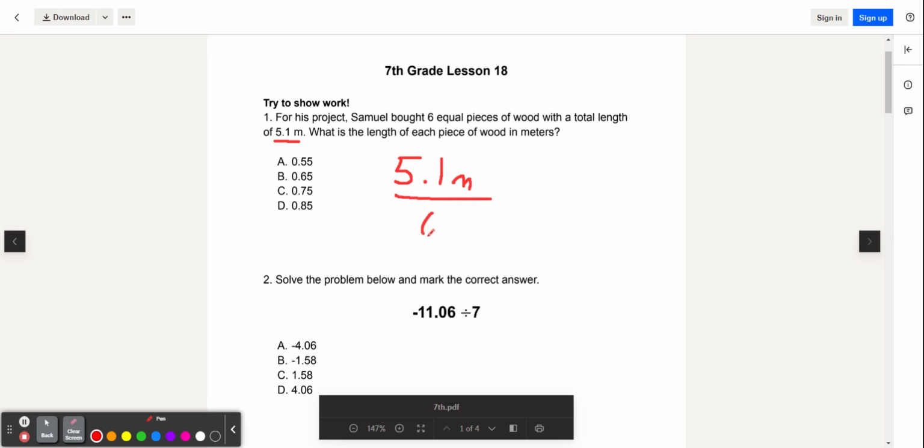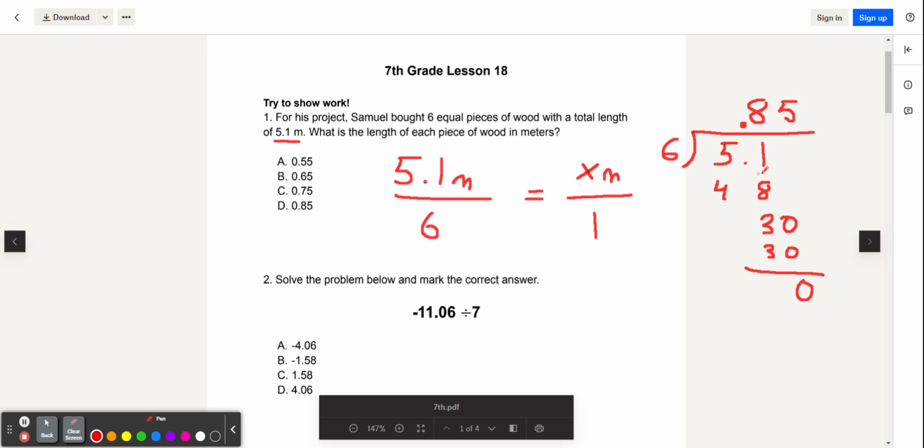We know that 5.1 meters is 6 pieces of wood, and we want to know how many meters is 1 piece of wood. As you can see, like I said before, this one at the bottom doesn't mean anything, so all we need to do is divide. On the right side, I worked out the long division, which is a simple process. If you're not familiar with it, I suggest you switch it up or ask somebody. And you can see that each piece of wood is this number right here, 0.85 meters, which corresponds to answer choice D.